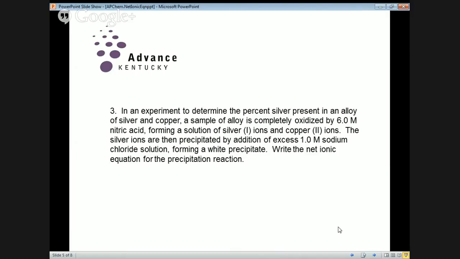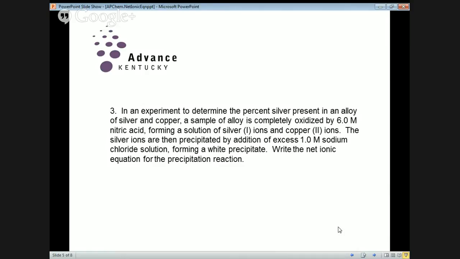Sterling silver is generally an alloy of the elements silver and copper. If you were doing an experiment to determine what percent silver and what percent copper, you might take a sample of the alloy and completely react it with 6 molar nitric acid, a very strong oxidizing agent, forming a solution that contains both silver 1 ions and copper 2 ions.